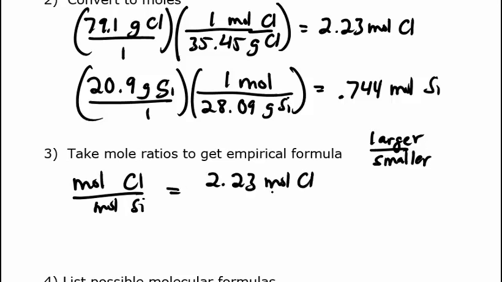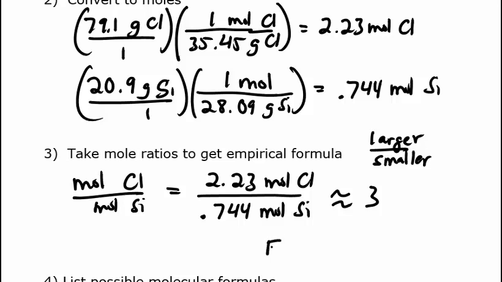2.23 per 0.744 for the silicon. And that gives us approximately 3. Now we are looking for an integer ratio, so the fact that it's close to 3 tells us the ratio is 3. Since we know the ratio of the moles of chlorine to silicon is 3, we would say the formula is 1 silicon for every 3 chlorines. So that is the empirical formula.